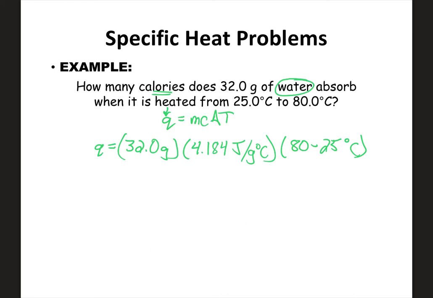Again, I would do my subtracting first, and you get your 55 degrees Celsius. And then I would just take 55 times 4.184 times 32. When you do that, you should get 7363.84. And remember, this is where you need to know your units for Q. Your units for Q here should be joules.